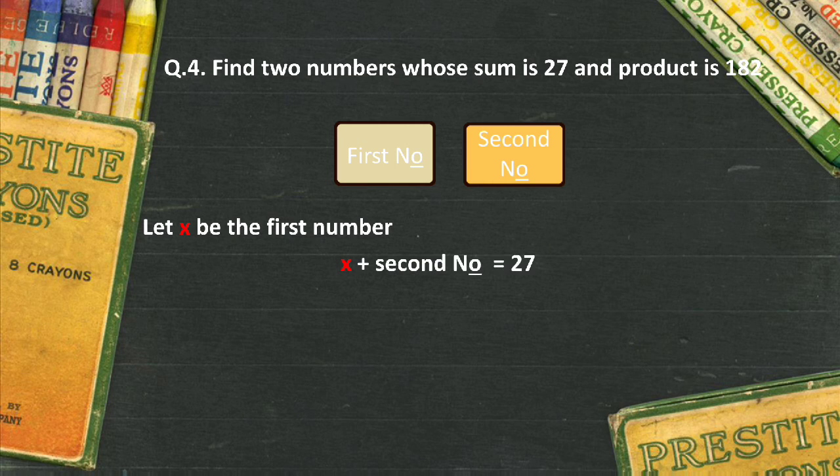Therefore the second number will be, so it is a sum, right? So I'm adding the first number and the second number to get the answer as 27. So x plus the second number is equal to 27. Therefore my second number will be 27 minus x. Please ignore the sound.